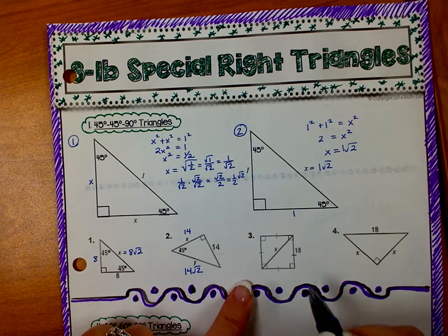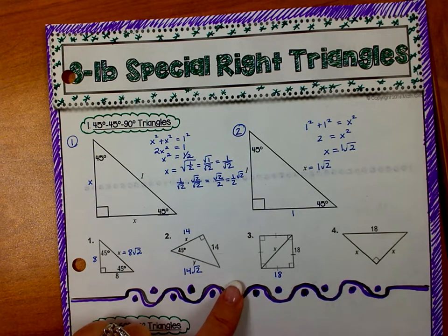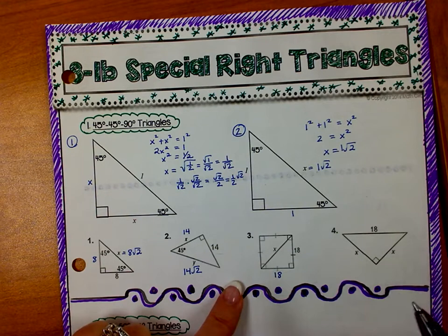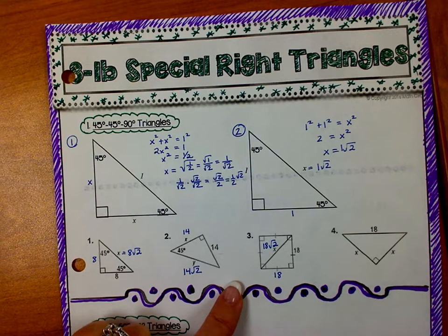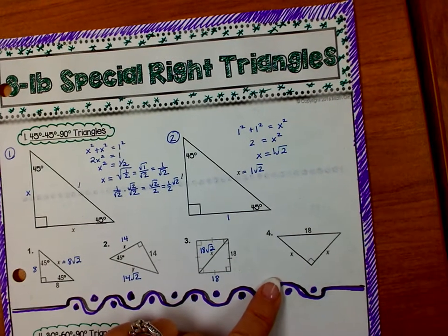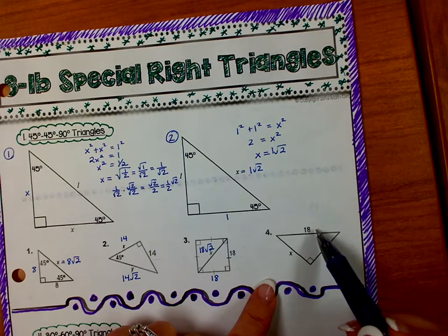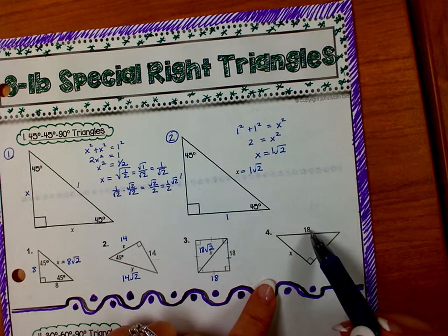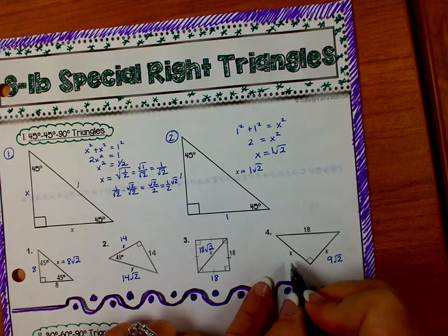Okay, over here in example 3, we're given a leg of 18, so we know the other one is also 18. And then 18 times radical 2 is going to be our hypotenuse. And then lastly, in example 4, we have a hypotenuse without a radical 2. So we're going to take half, which is going to be 9, and multiply it times radical 2.